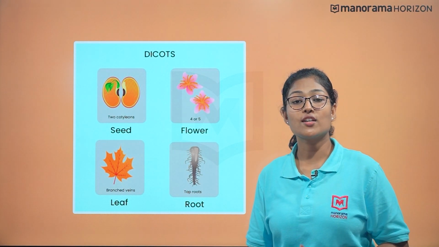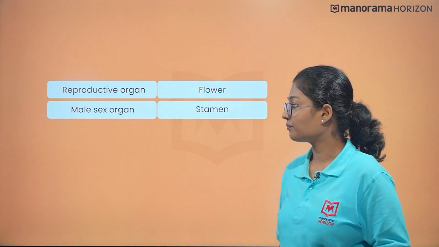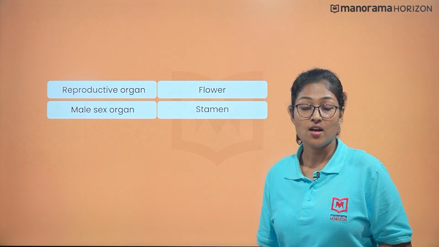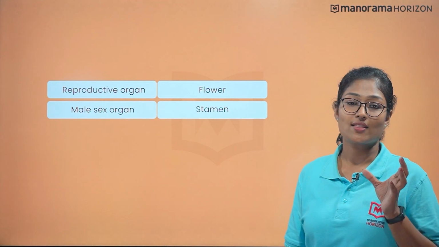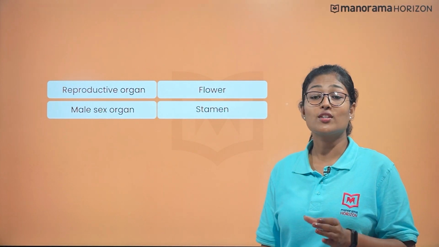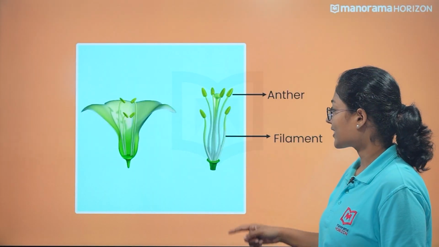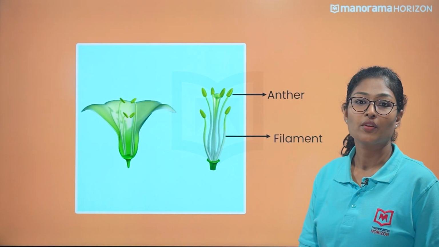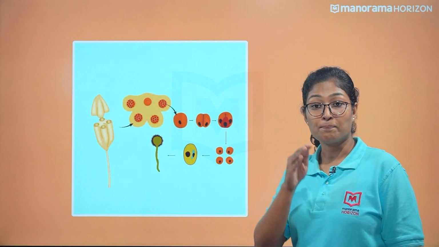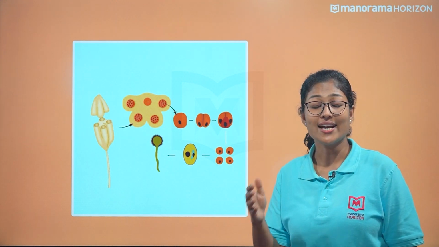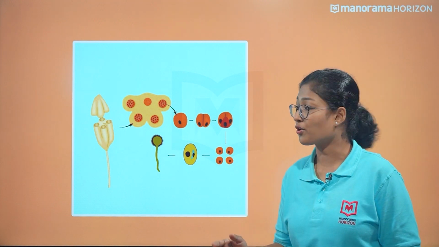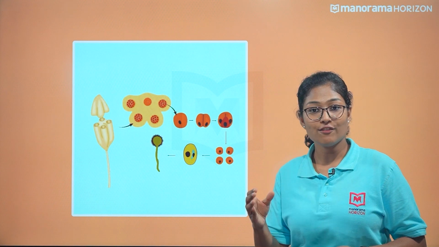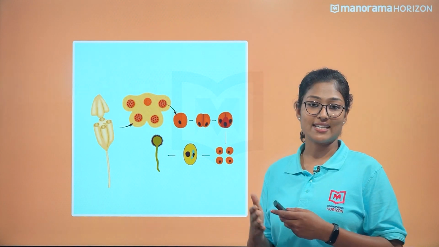Let us now focus on the reproduction of angiosperms. The flower is a reproductive organ of angiosperms. The male sex organ is the stamen. So now let's focus on the structure of a typical stamen. The stamen consists of a slender filament and an anther at its tip. And within the anther, the pollen mother cell, that is a PMC, divides by meiosis to produce microspores which mature into the pollen grains. So we can infer that pollen grains are the male gametes.